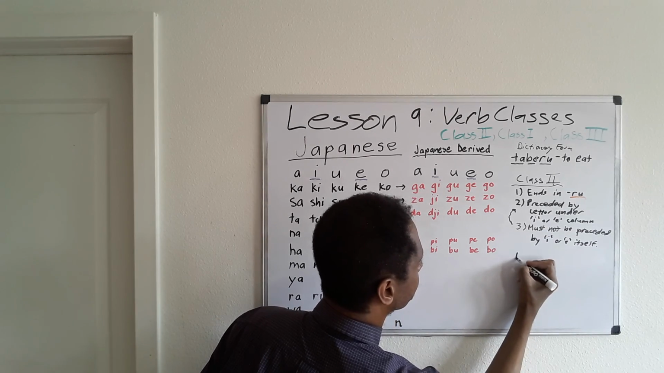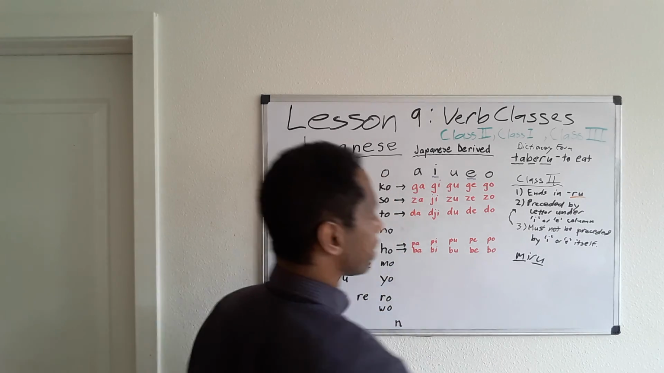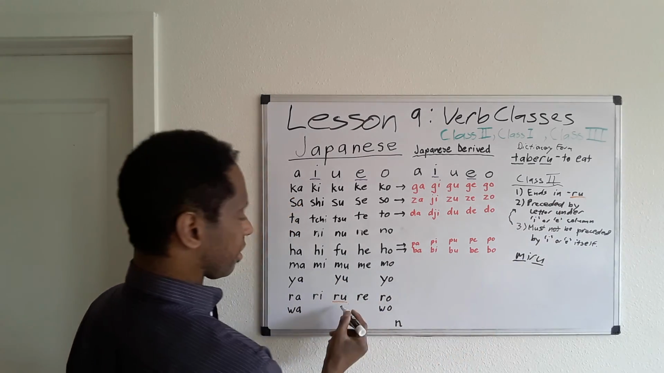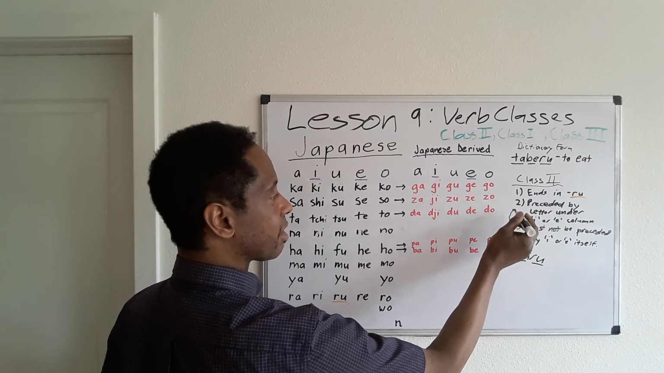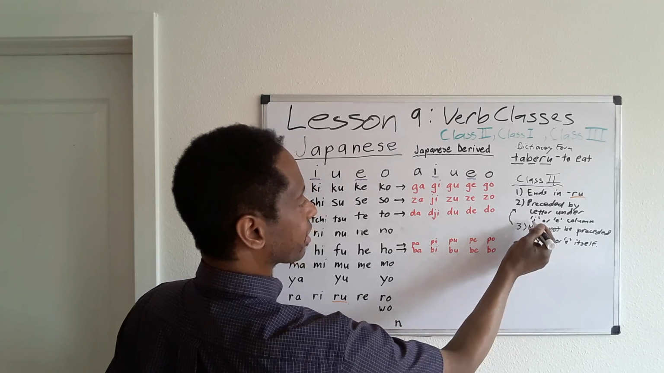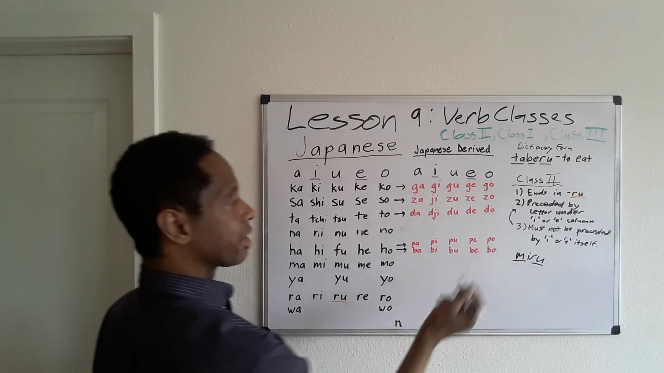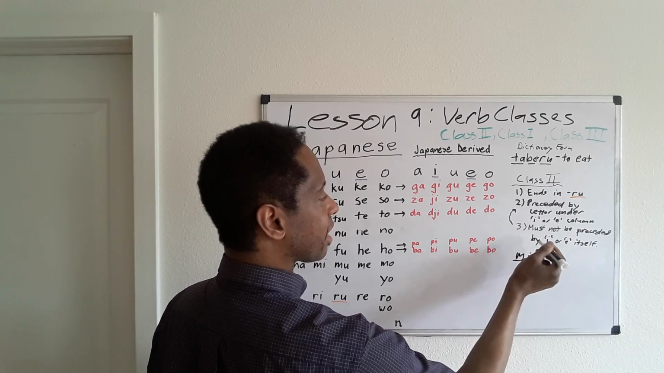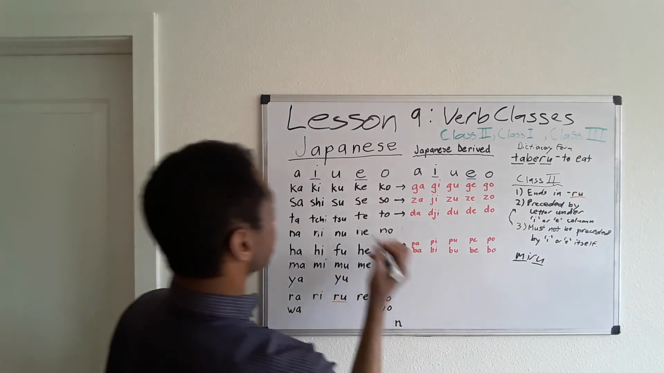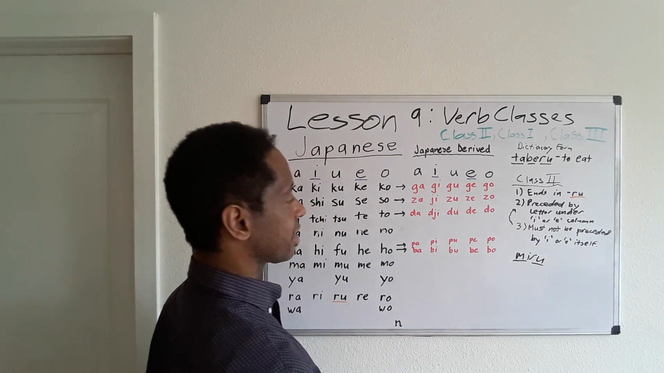So, miru. Okay? The verb miru ends in ru. So that satisfies condition number 1. 2, it's immediately preceded by a letter under the I or E columns. So it's immediately preceded by mi. So it satisfies condition 2. It must not be preceded by I or E itself. So it's preceded by mi, not I. So it satisfies condition 3.